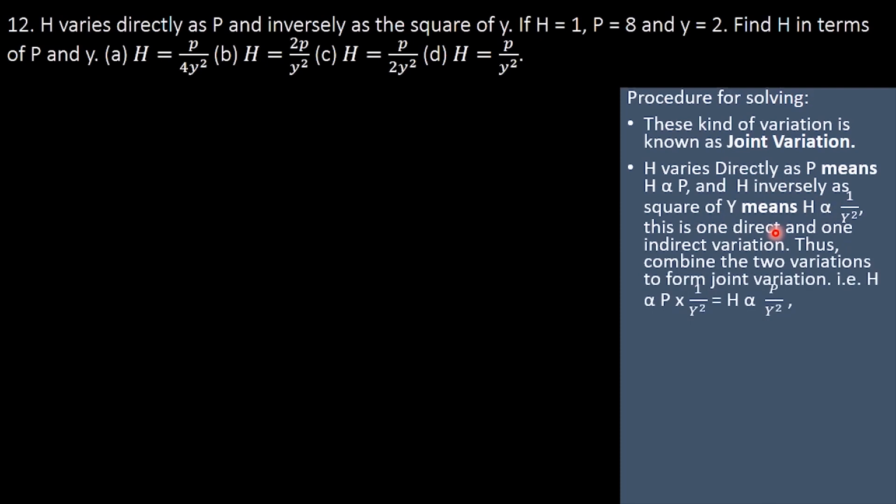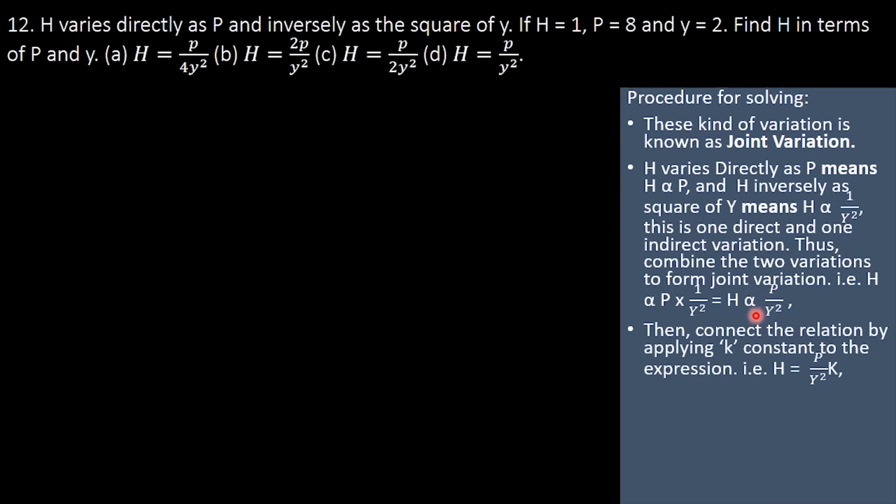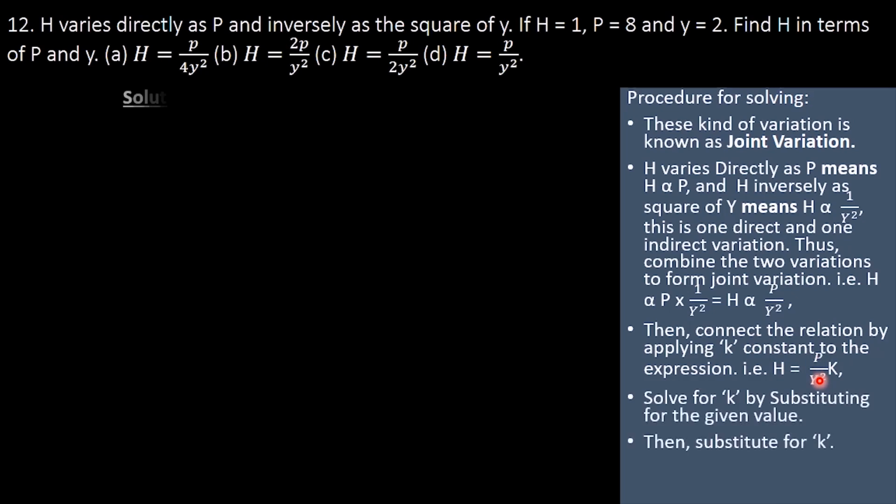Now this type of question is known as one direct and one indirect variation. When we have two types of variation, we combine the two variations to form joint variation. When you combine the two variations together, you have this expression. Then you convert the relation to an equation by applying the constant to the expression. We are going to have h is equal to pk divided by y squared. Then solve for k by substituting the given values. Then substitute for k. Now let's check the solution.